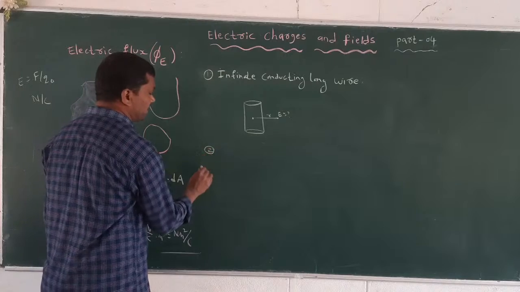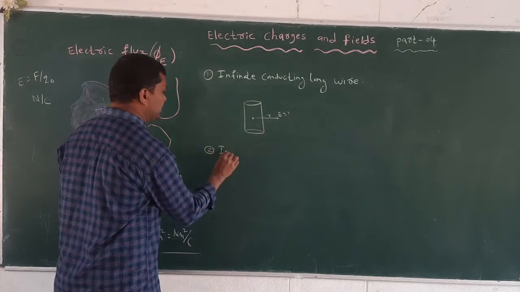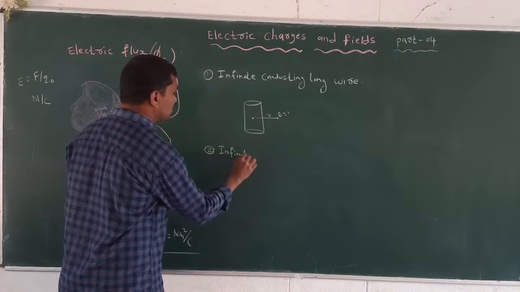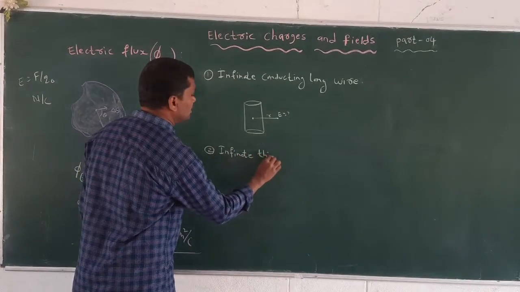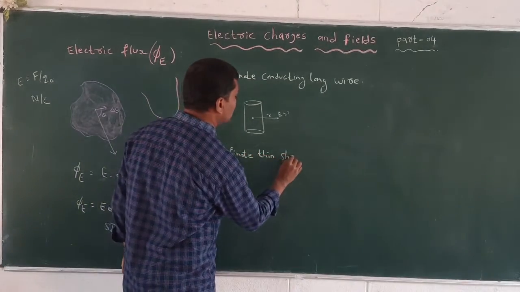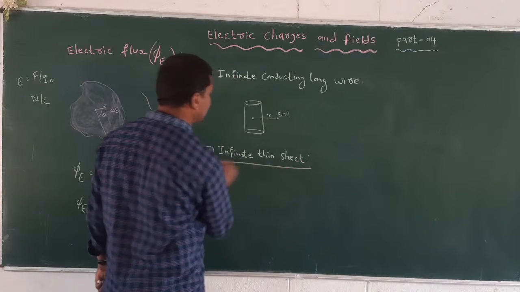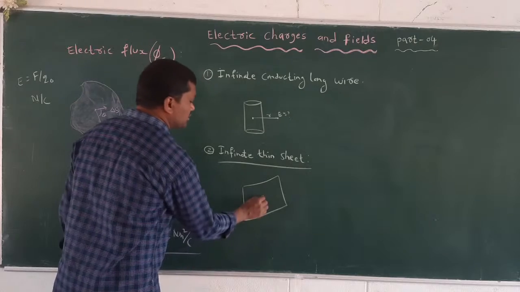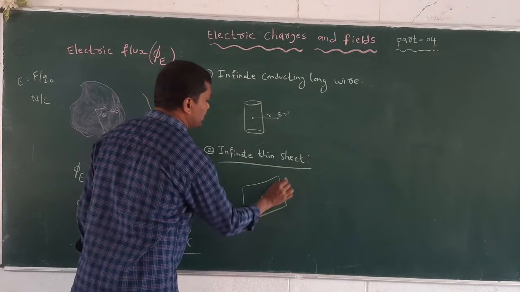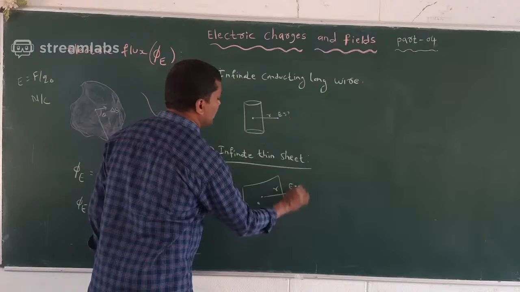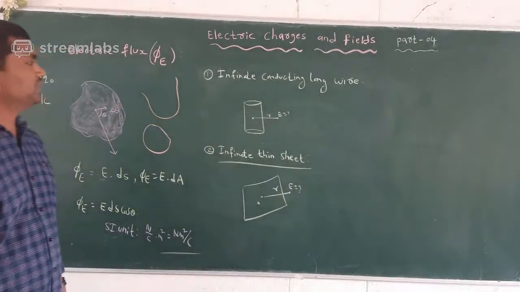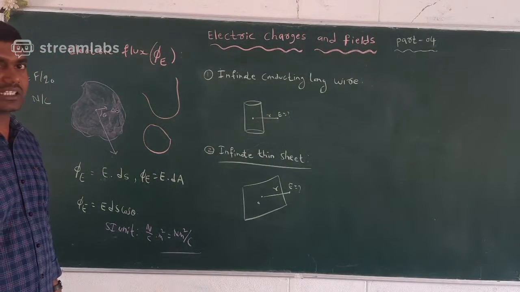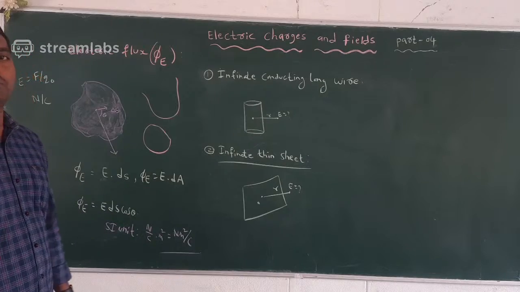And second one, we can take the infinite thin plane sheet. So the thin sheet is this line. So this is the center. At a distance r we can measure the electric field intensity. First one is the infinite conducting long wire. Second one is the infinite thin plane sheet.